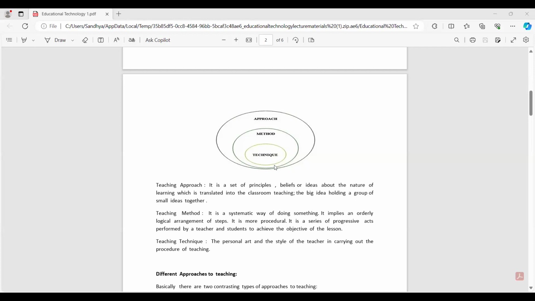So this is what we are going to learn in this module. And when you select approach, methods and techniques, and how to plan lessons and how to write lesson plans, that is what we are going to look at in this module. Right. Is it clear to you, dear? Yes, ma'am. Okay, good. Then we'll come to this.